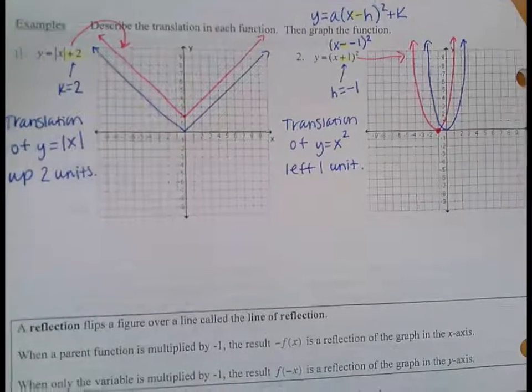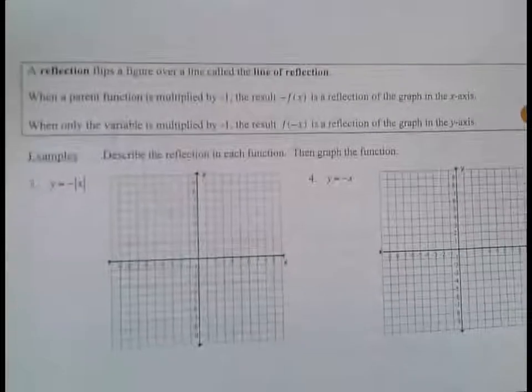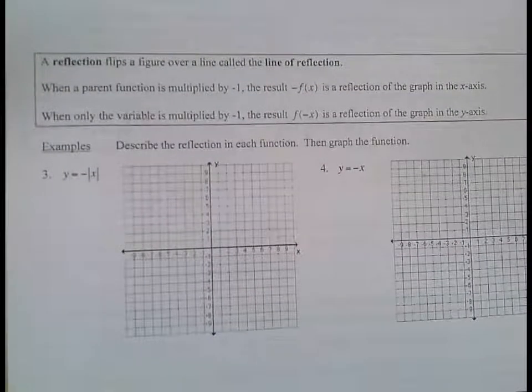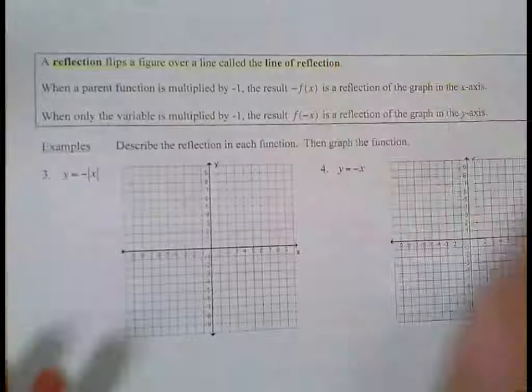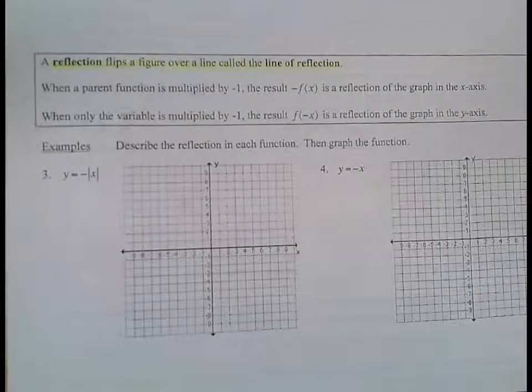Okay, then the next type of transformation is a reflection, and I'll explain here. The reflection is going to flip a figure over a line called the line of reflection. The lines we reflect over here are going to either be the x-axis or the y-axis. So depending on where the -1 is multiplied in this case, that tells you what axis to flip it over.